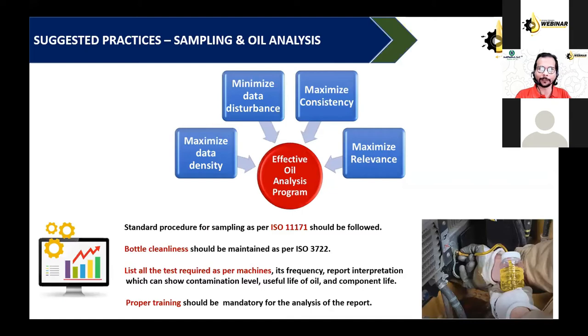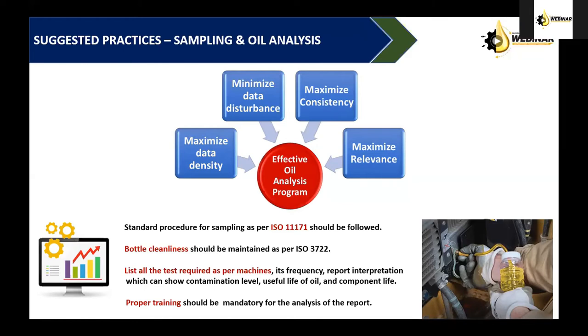Yeah, suggested practices. Here we can see that for an effective oil analysis program, there are four pillars. First one is maximizing the data density. Suppose we have a particle counter, we are checking the particles, and at last it is showing NAS 8. That data itself is not dense enough. What are the particle ranges and what is their distribution pattern? What type of filtration method we have to choose? We can select only based on data density.